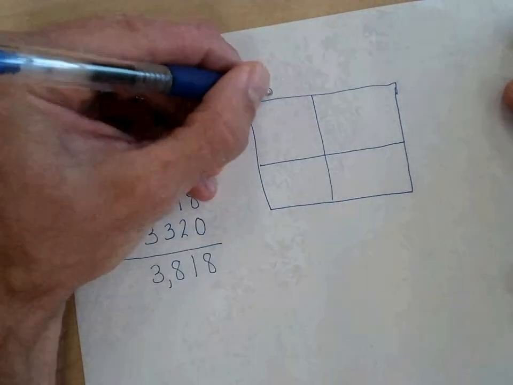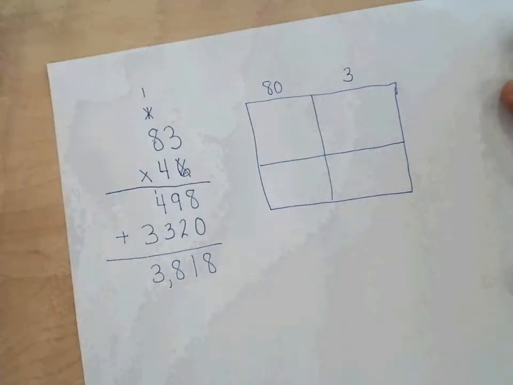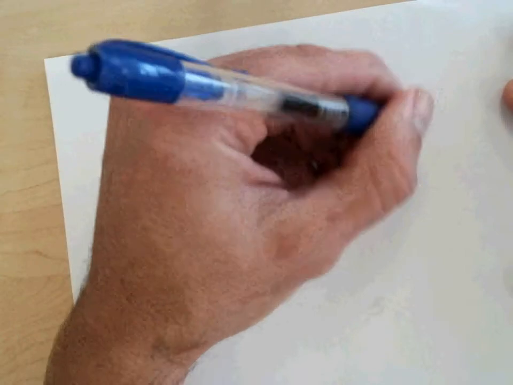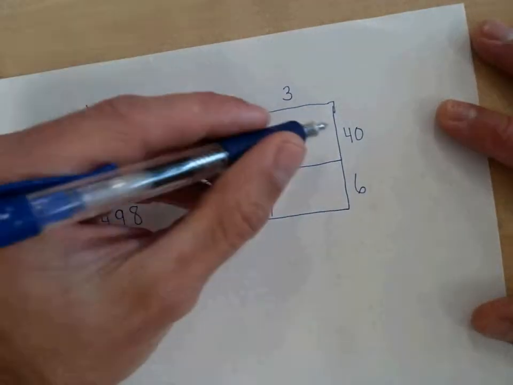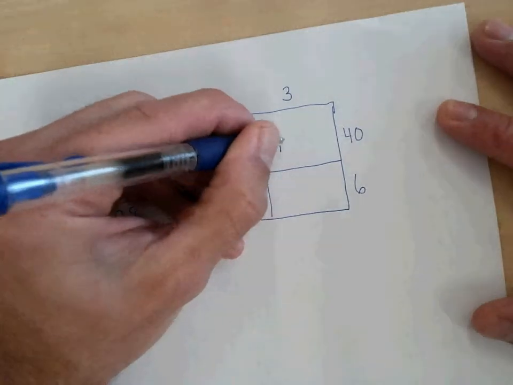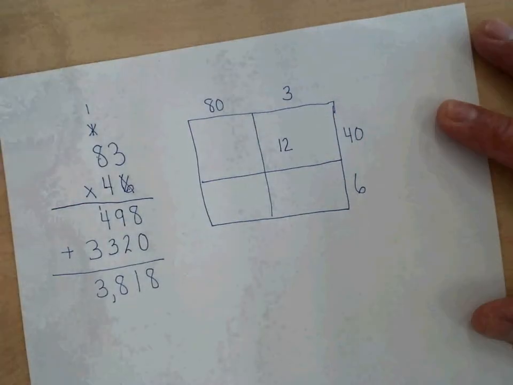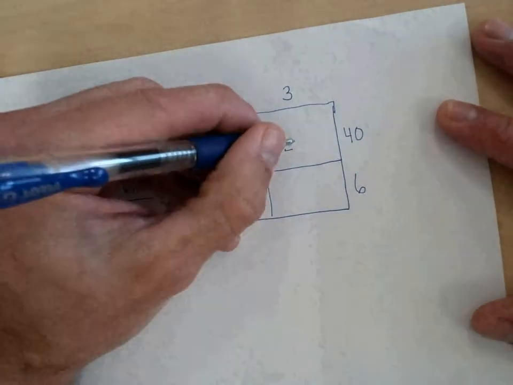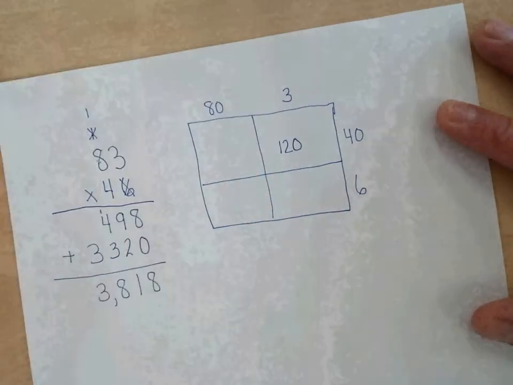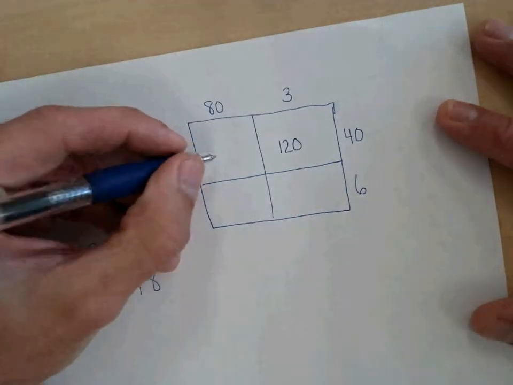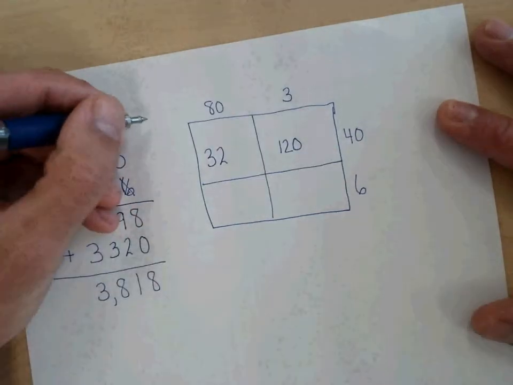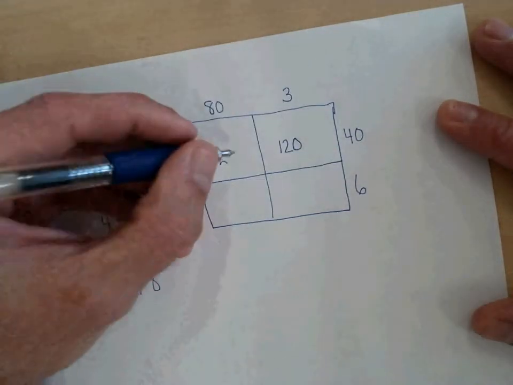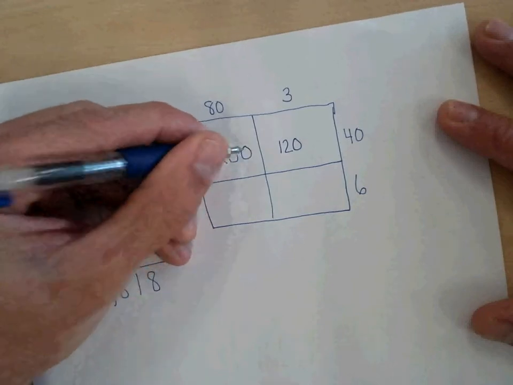The box method, we make this 80 and 3, and then 40 and 6. Now, we go 4 times 3, which is 12. I need to add the 0 or make this number 10 times bigger. In order to make this 10 times bigger, I make that a 0. Then I go 4 times 8, which is 32, and there are 2 zeros there. So I'm going to make this number 100 times bigger and add 2 zeros.